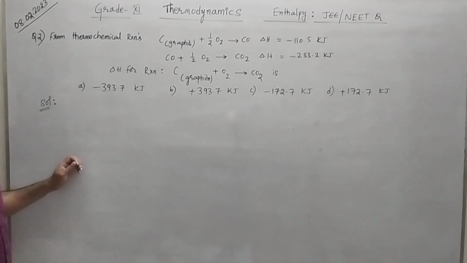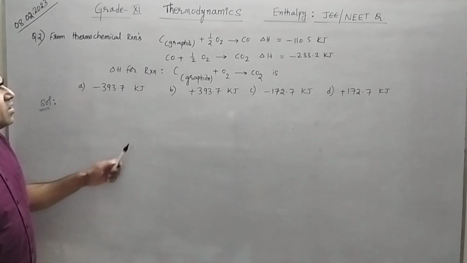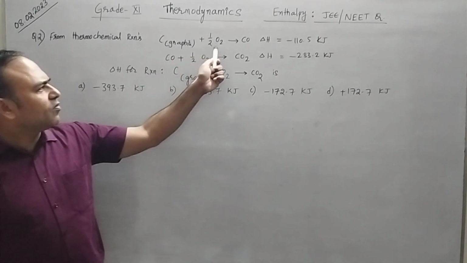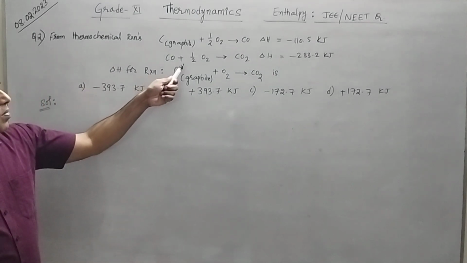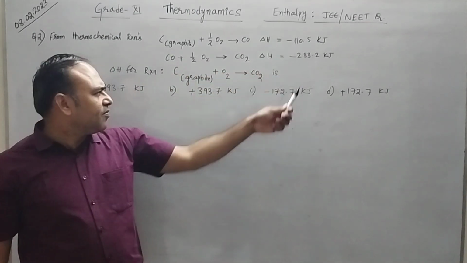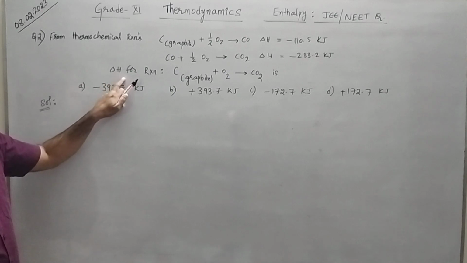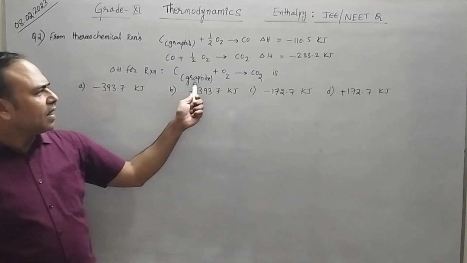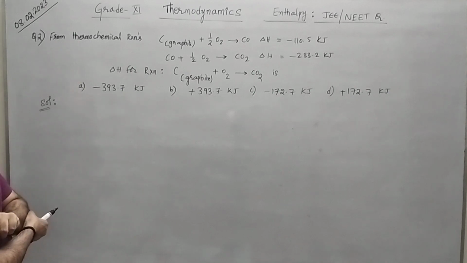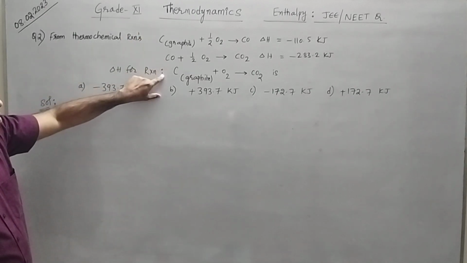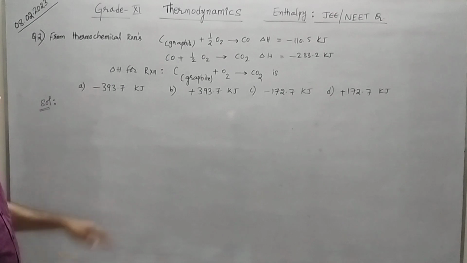Next, question number 2. From this thermochemical reaction, that is graphite plus half O2 gives CO, they have given delta H for this. Then CO plus half O2 gives CO2, delta H is given. They are asking to find the delta H for graphite plus O2 gives CO2. Now the two given equations need to be converted into this. Just observe here itself.